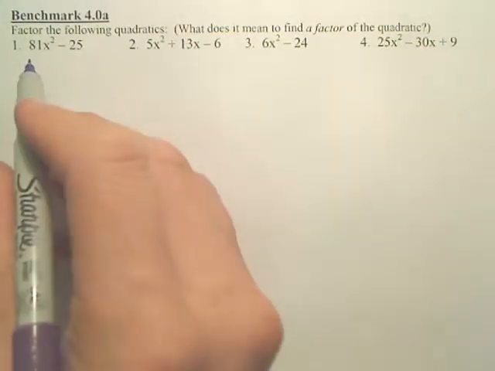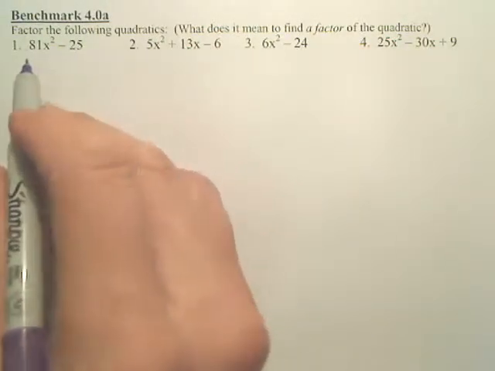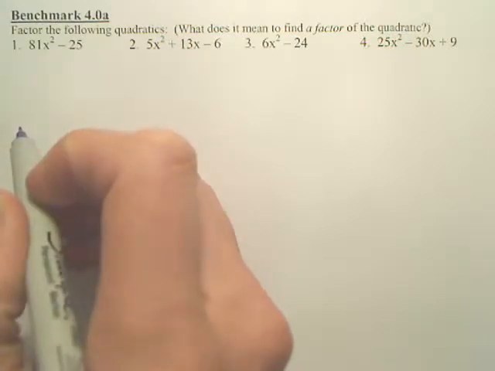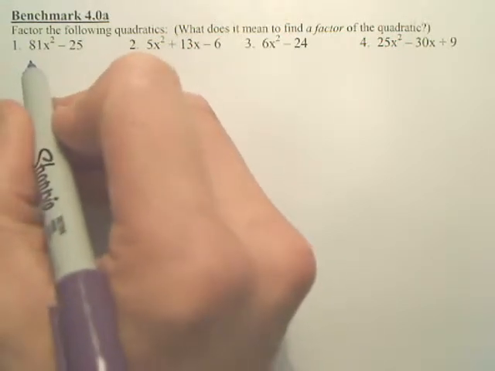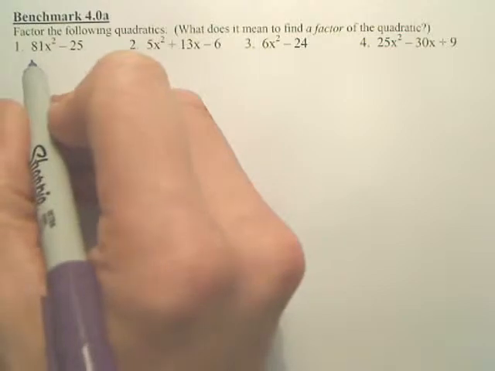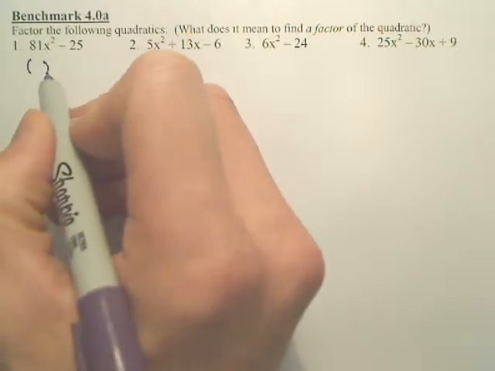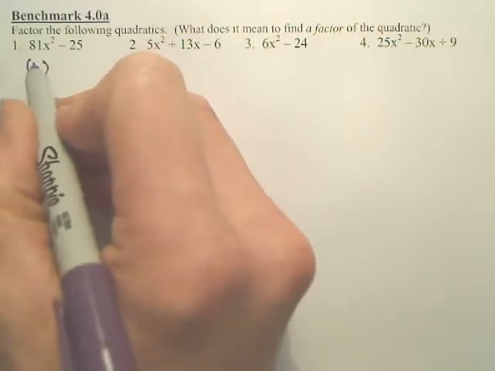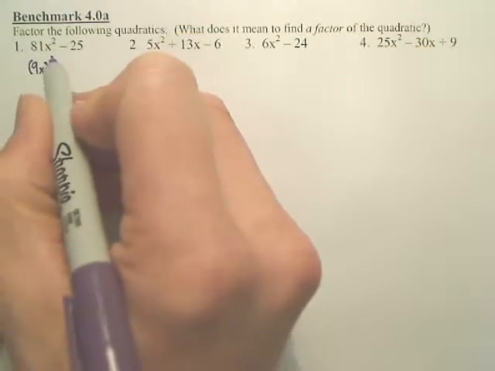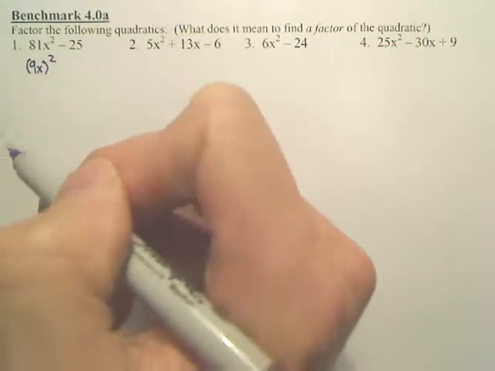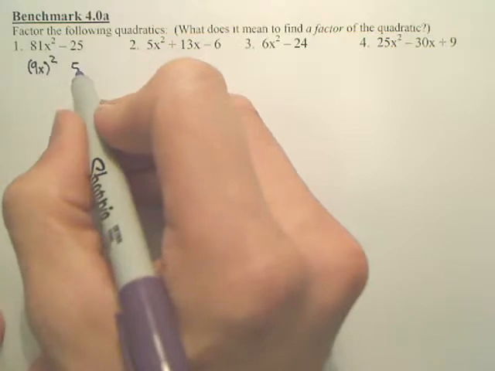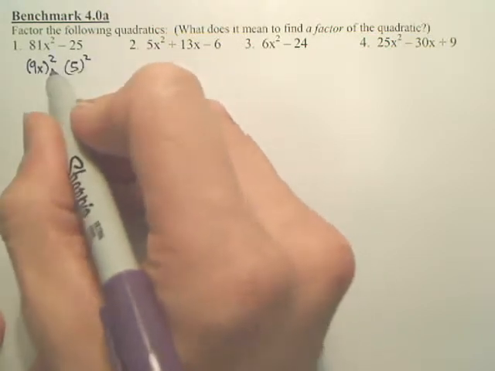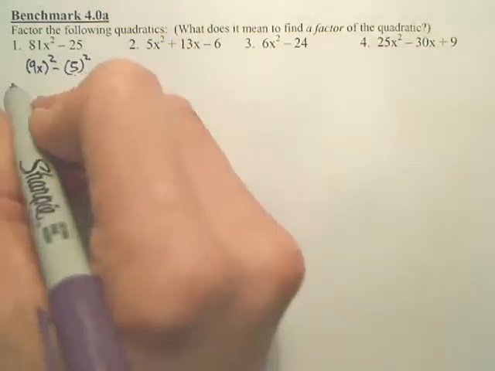Benchmark 4a. Let's factor this. Whenever you have a binomial, it's most likely a difference of squares. What we do for difference of squares is we look to see, is this something squared? Yes. That's 2x, that's 9x squared. This is 5 squared.